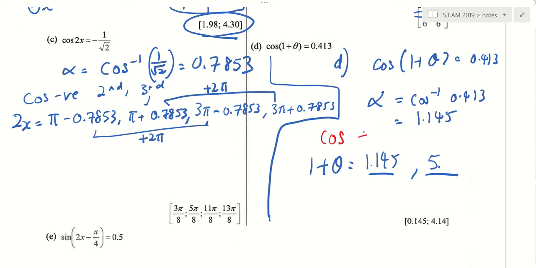If I want to find the fourth quadrant, I must take 2 pi minus reference. So you take 2 times pi minus reference, you will get 5.14. Now you understand how I get the 4? Because both numbers must minus 1. Okay. Can I go through E now?